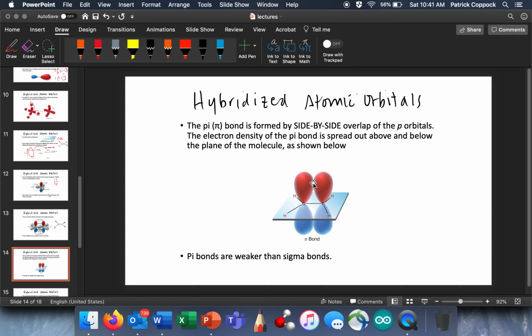Can you see these red bubbles overlap? It's side-to-side right now, right? And since it's side-to-side, we call it a pi bond. The pi bond is spread out above and below the plane in the molecule as shown. Pi bonds are weaker than sigma bonds.